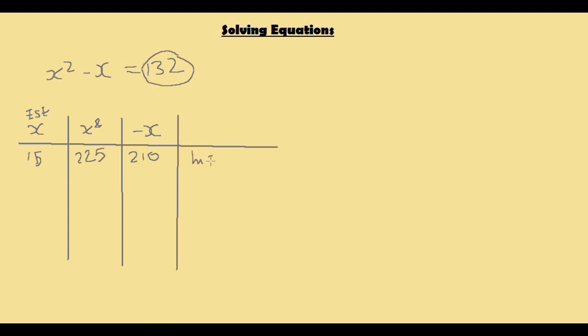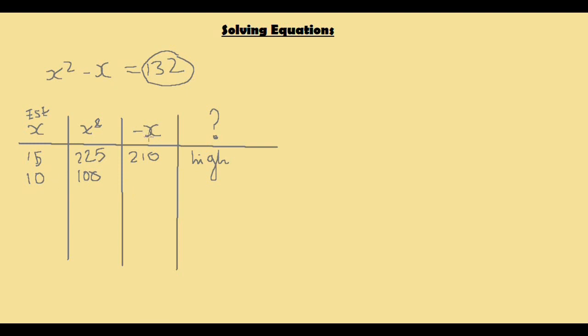And this column here, you can just keep as a question mark, to say, how are we doing? Okay, so that was too high, so we need to refine or improve our guess, our estimate, to something lower than 15. So how about we choose 10 and see how that goes. 10 squared, x squared, is, x is 10, so 10 times 10 is 100. Hopefully you should know that. And then we're taking away x, so take away 10. 100 take away 10, 90. Remember, the answer is 132. 90 is probably a bit low.